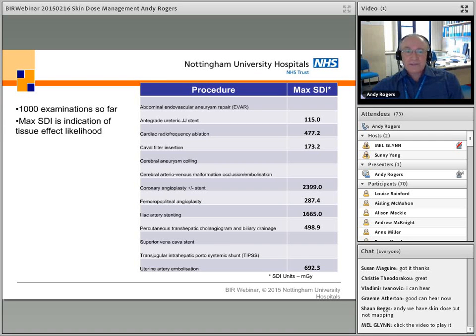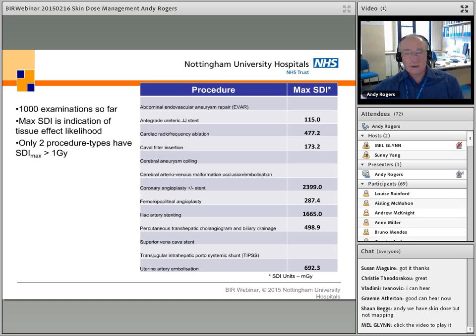So out of these 1,000 so far, if we look at the maximum skin dose indicator from that data, there were actually only 2 procedure types that went over 1 gray. That was coronary and, where's the other one? Iliac artery stenting. Although we didn't have any skin dose indicator, or the cumulative dose at the 15 centimeters in front of the isocenter, for the EVARs, so we might have seen some there.